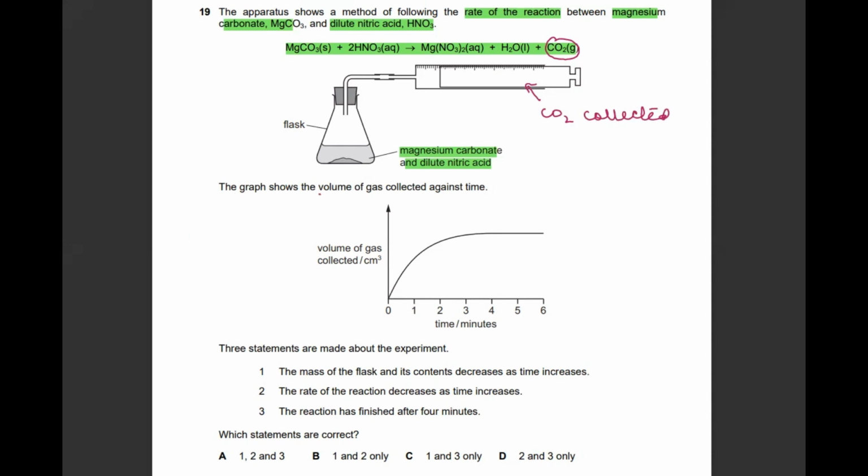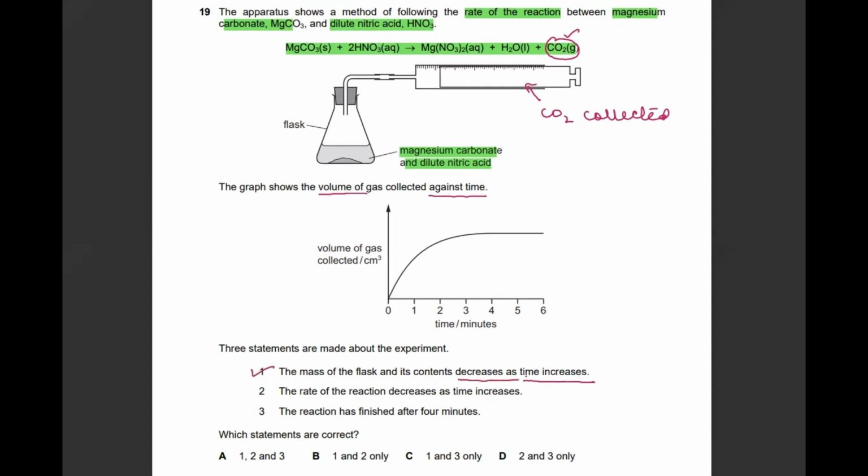The graph shows the volume of the gas collected against time. So they have a stopwatch and are collecting data. Time against volume has been produced in the form of a graph here. Three statements are made about the experiment. The mass of the flask and its content decreases as time increases. Yes, because the magnesium carbonate and nitric acid are reacting, releasing carbon dioxide, which is collected in the gas syringe attached separately. So definitely there's going to be a decrease in mass with time.